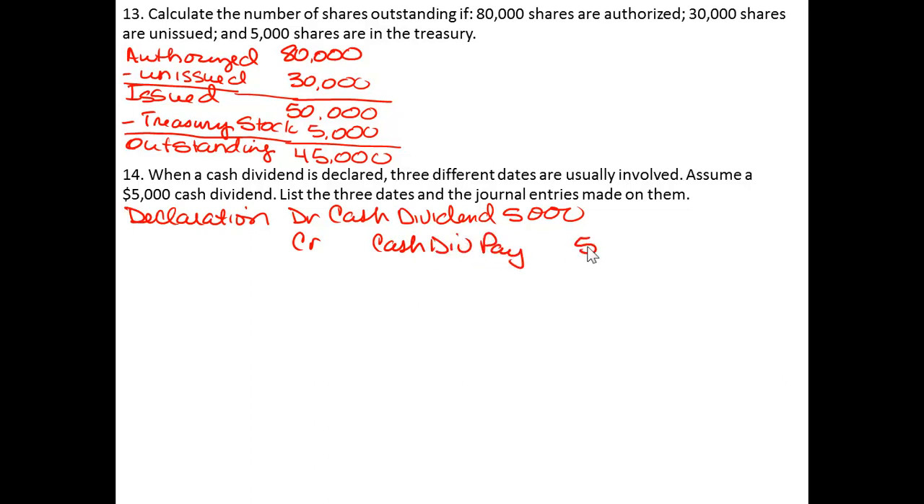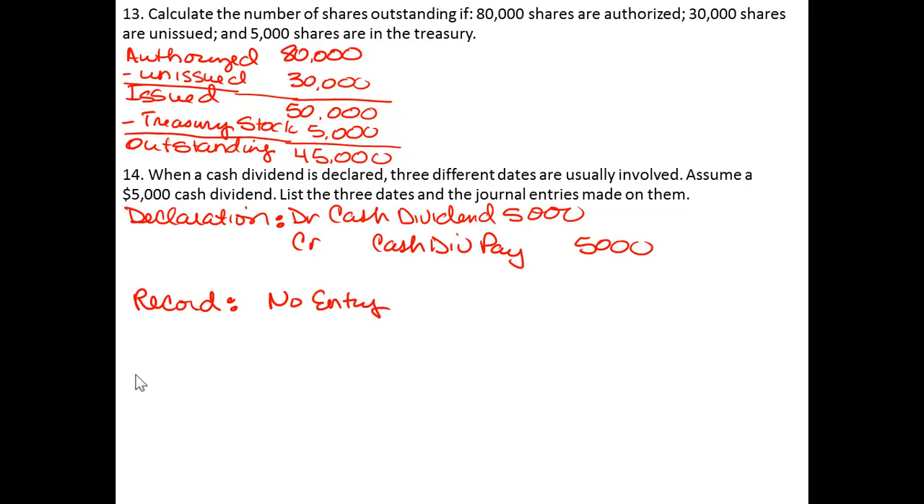There's the date of record when you make the list of who's going to receive the dividend, because that's who gets it. If you own the stock on that day, you get the dividend, but there's no entry.